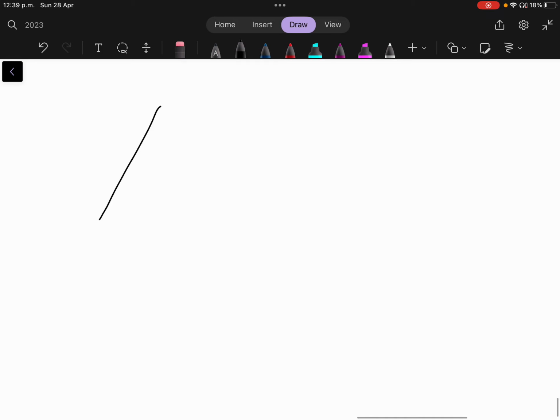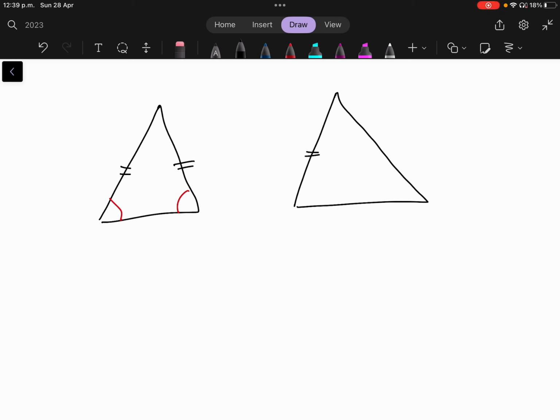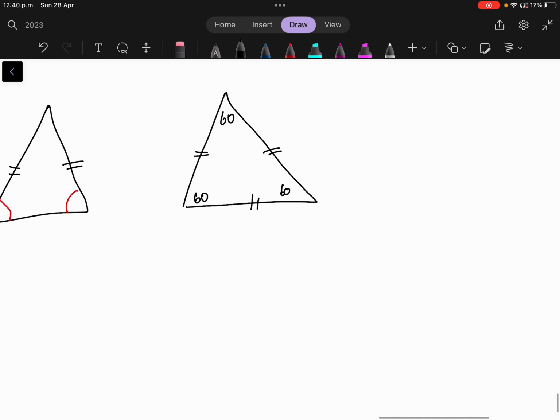Now moving on to triangles. If you have a triangle with two sides equal, it is called an isosceles triangle. In an isosceles triangle, these two angles are called base angles, and base angles will be equal. If you have a triangle with three sides equal, this is called an equilateral triangle, and the three angles will be 60 degree always. And a normal triangle is called a scalene triangle.